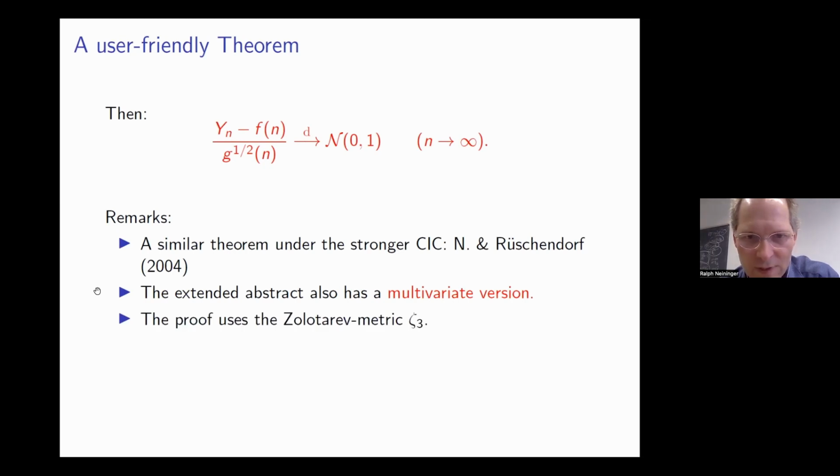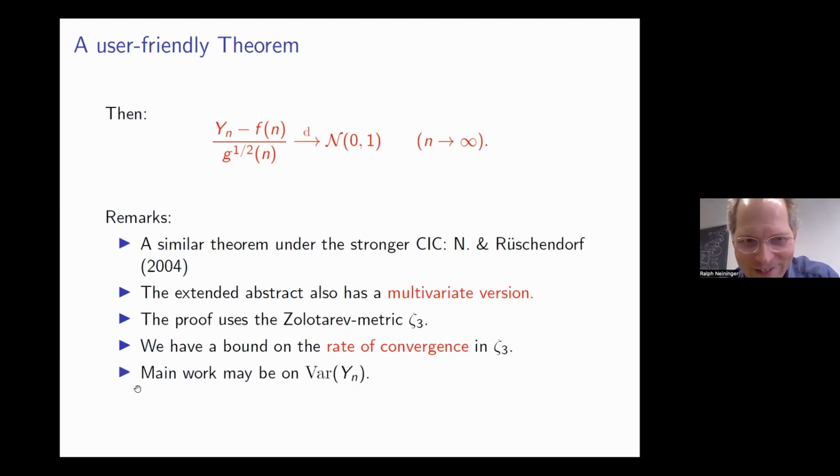The proof uses a Zolotarev metric. As long as you're only interested in convergence in distribution, you don't have to know anything about the metric in use. And the proof can also be quantified. So in the extended abstract, and also here, I briefly discuss a bound on the rate of convergence, but only in this theta 3 metric, which I will comment a bit about later. And the last comment is: the main work, if you want to get this normal convergence, is not this theorem. The main work often is to get an expansion of the variance, or even the mean may be difficult.